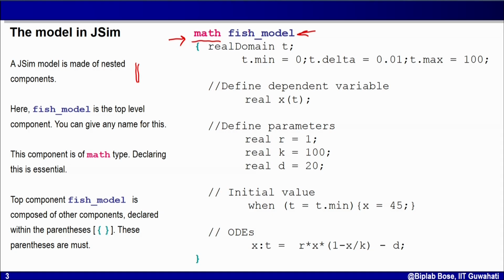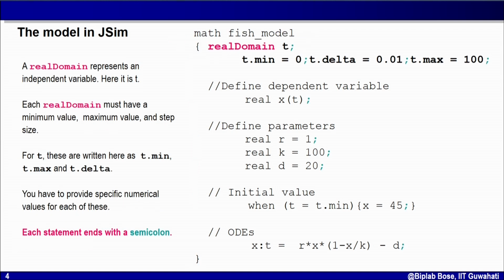Now fish model is the topmost component. It has many components listed here, nested under it. And everything nested under this fish model is within these curly brackets shown here. Don't miss this curly bracket, otherwise JSim will not understand where the model starts and where the model ends. Model starts with this curly bracket and ends with this curly bracket. So the key feature shown in this slide is that you have to put a name. I have put the name fish model and you have to define the type. So it is math type and everything else is within this curly bracket.